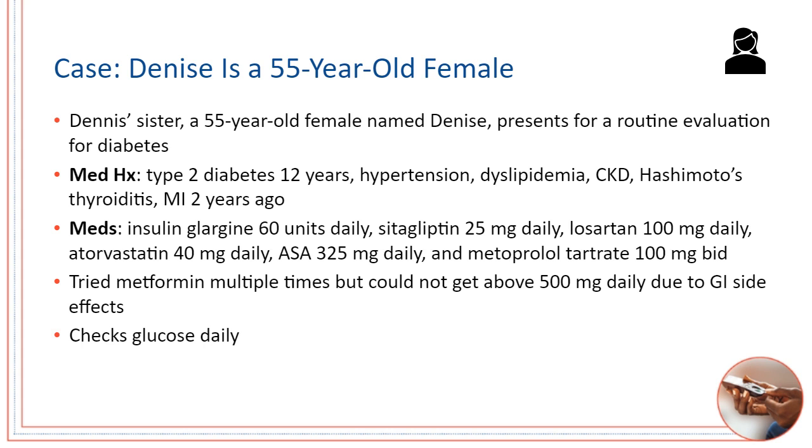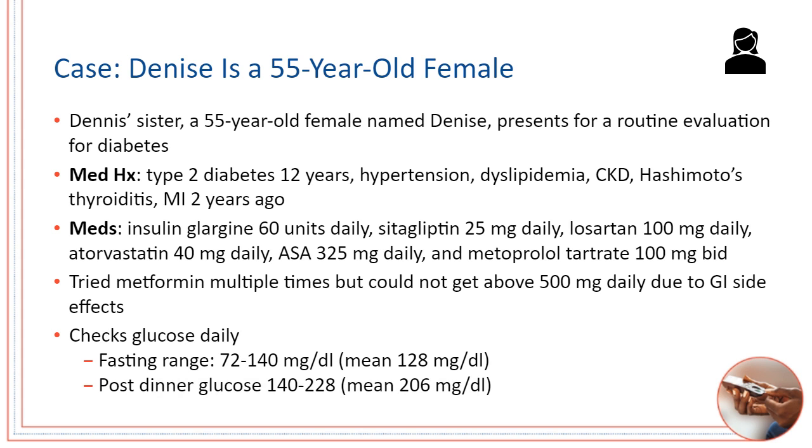She's been managing her glucose with finger checks, and you can see that her fasting glucose is anywhere between 72 and 140, with a mean of 128. And after meals, she's around 140 to 228, with a little bit higher mean around 206.